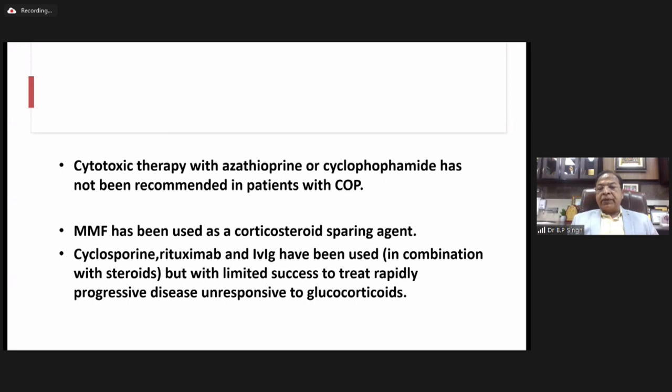Cytotoxic therapy with azathioprine or cyclophosphamide has not been recommended in these patients. MMF has been used as a corticosteroid-sparing agent. Cyclosporine, rituximab, and IVIG have been used in combination with steroids, but with limited success, to treat rapidly progressive disease unresponsive to glucocorticosteroids.